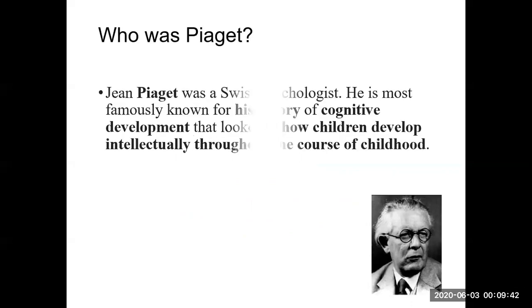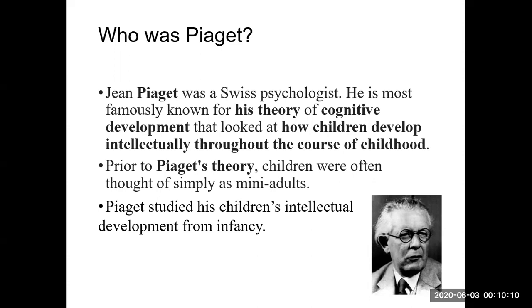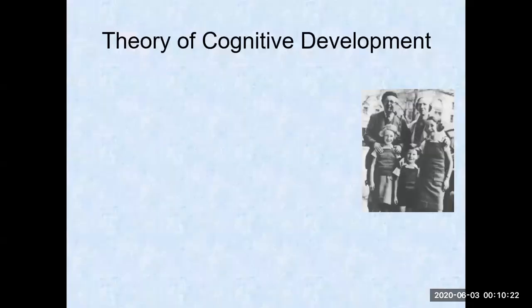So, who is Piaget? He was a Swiss psychologist, most famously known for his theory of cognitive development, which discusses how children develop intellectually throughout the course of childhood. Prior to Piaget's theory, children were often thought of simply as mini adults. But after his study, we can now understand that there is an intellectual development difference from infancy to childhood.